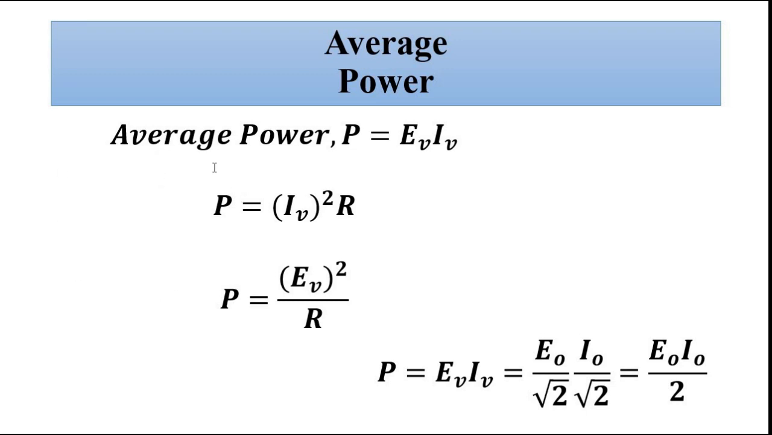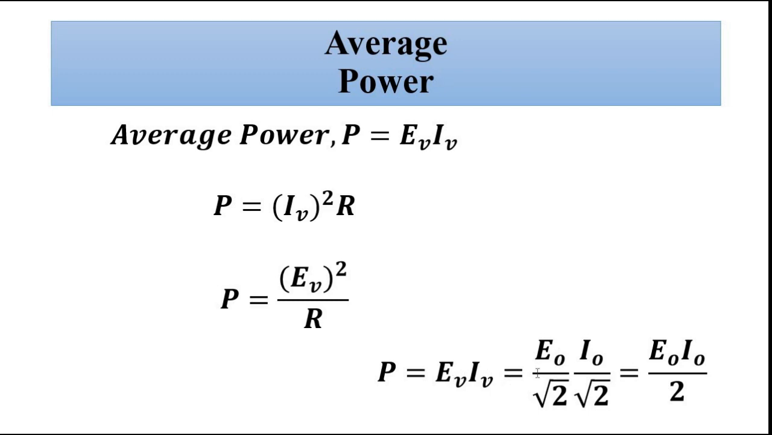Then there is the average power. The average power in the resistive circuit is the product of the virtual values of voltage and current. It can be represented as EV into IV, or since voltage V is equal to IR, that becomes IV square R, or EV square by R. So any formula you can use, depending upon the data which is given, to calculate the value of average power, or you can use the peak values of voltage and current.